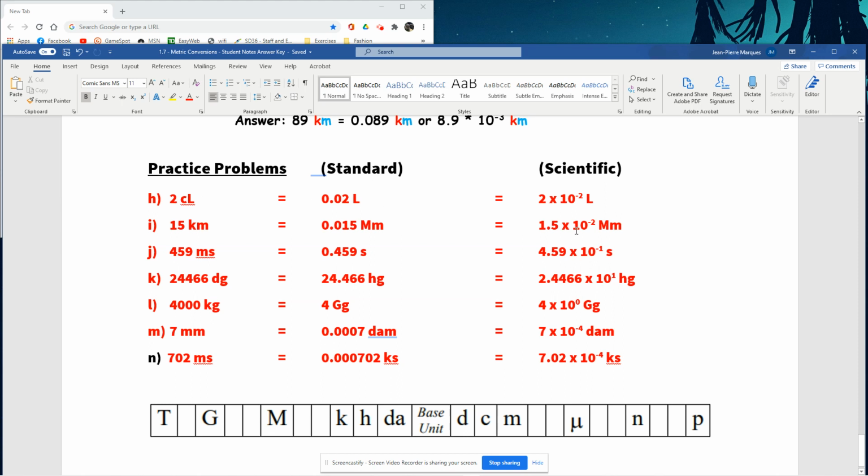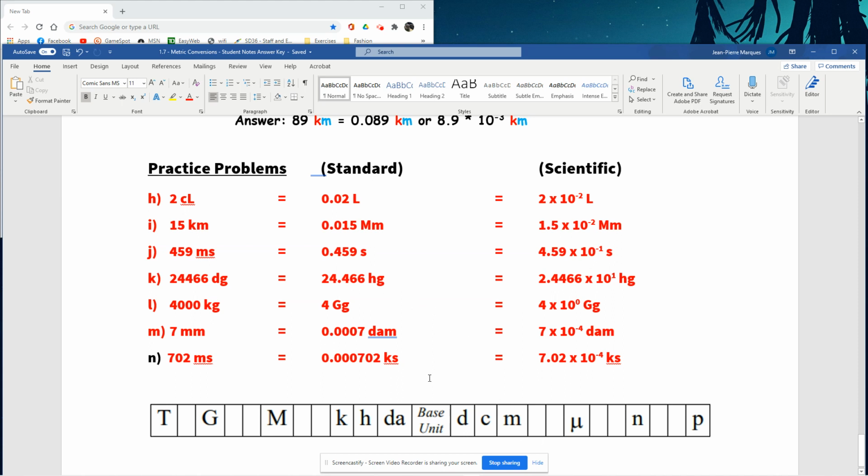Using the exponential method, kilo is to the positive 3, mega is to the positive 6. What's 3 minus 6? It's negative 3. Or 1 over 10 to the 3, which is 1 over 1,000. I'm going to move this decimal point 3 places to the left. In this case, 0.015.